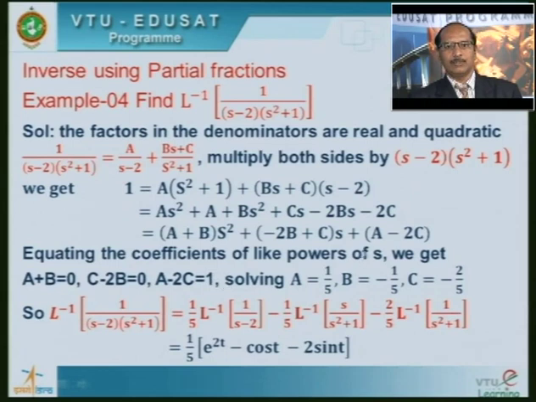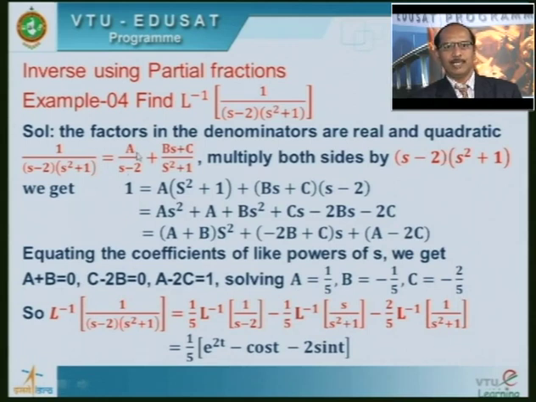So, 1 is equal to the right hand side constant, which is a minus 2c. Solving these three equations, substituting into one another equation, we find a is equal to 1 by 5, b is equal to minus 1 by 5. Adding these two, you will get 0, and c is minus 2 by 5. Now substituting these values into the partial fractions.